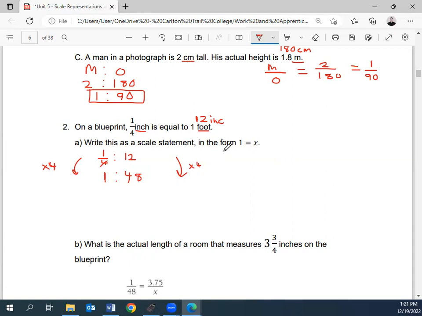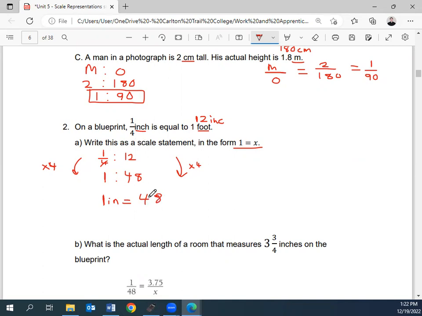Are we done with the third thing, which is getting into the form of 1 equals X? 1 equals something? We have, right? 1 equals something. Cool. Specifically, 1 inch. Why is it still 1? Well, it's 1/4 times 4. Yeah, I just canceled it out. So technically, if we're writing in the form 1 equals X, 1 inch on our blueprint is equal to 48 real feet.